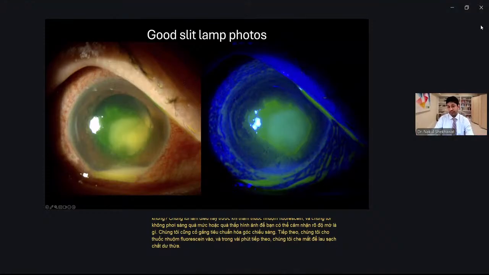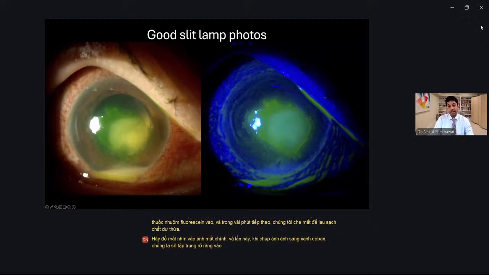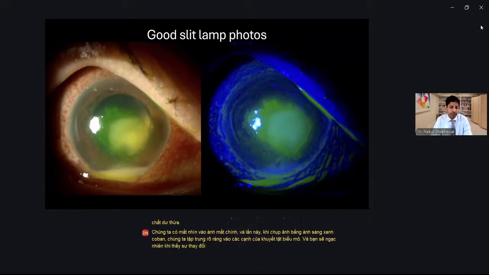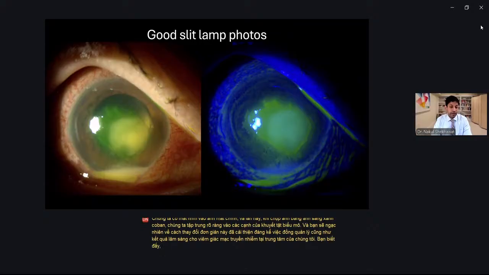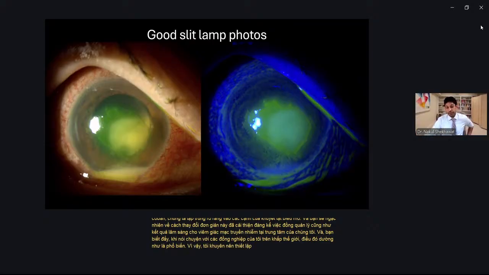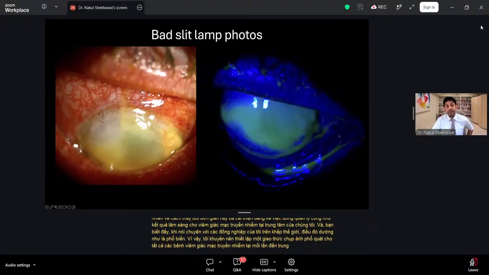And this time, when we take the cobalt blue light photo, we focus sharply on the edges of the epithelial defect. And you'd be surprised how this simple change has substantially improved co-management as well as clinical outcomes for infectious keratitis at our center. And talking to my colleagues around the world, that seems to be universal. So I recommend instituting a universal photography protocol for all infectious keratitis at every single visit at your center. If you don't have a camera, then I think you should get one.